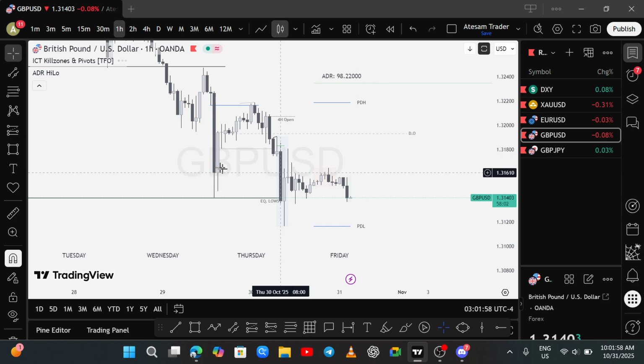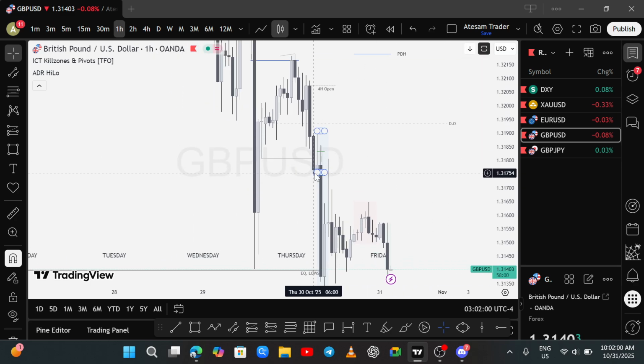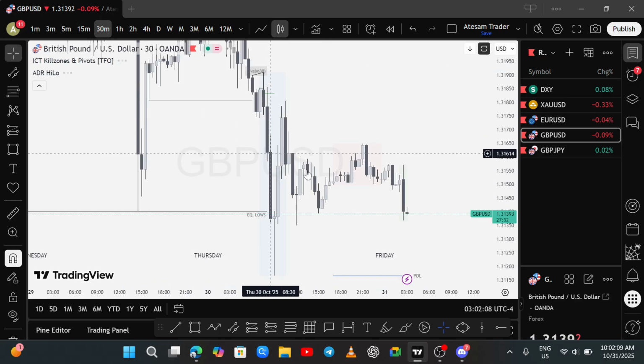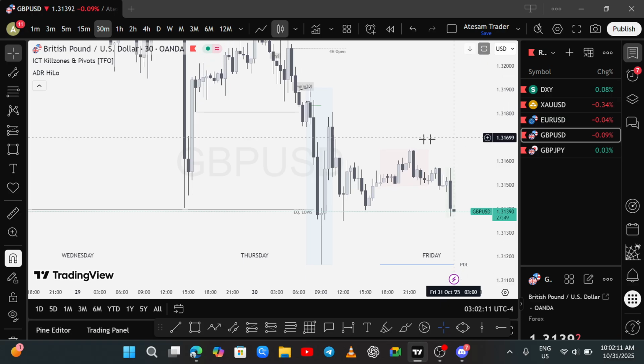If you come to the 1 hour, what do we have? I took the entry on this candle. When we are forming this reversal candle, I took entry, and see, within the 1 hour it hit the downside liquidity. So this was the trade. I think most of the people in the server caught this trade, and this is such a clean trade.